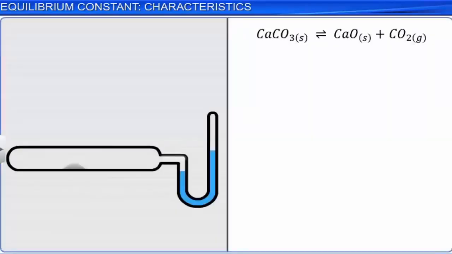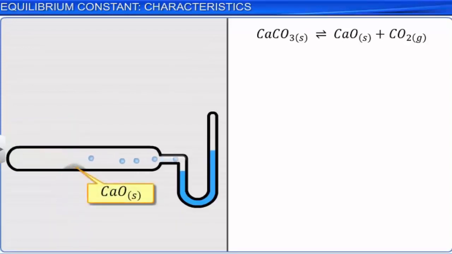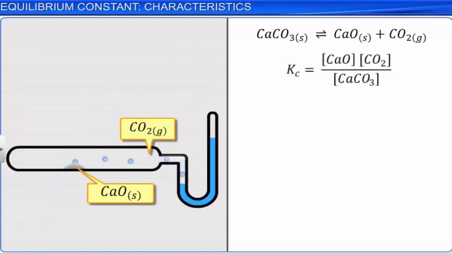Consider the thermal decomposition of calcium carbonate in a closed vessel. Solid calcium carbonate decomposes on heating into solid calcium oxide and gaseous carbon dioxide. The equilibrium constant for this reaction can be written as Kc is equal to the product of the concentrations of calcium oxide and carbon dioxide divided by concentration of calcium carbonate.